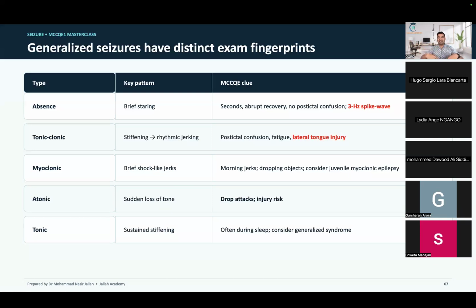And he is not seizing. He doesn't have the tone to stand up. Completely drop attack. Tonic is the opposite of that. The whole body stiffens, often during sleep, and atonic usually happens when the patient is awake, but tonic happens when the patient is sleeping. Consider generalized syndrome.